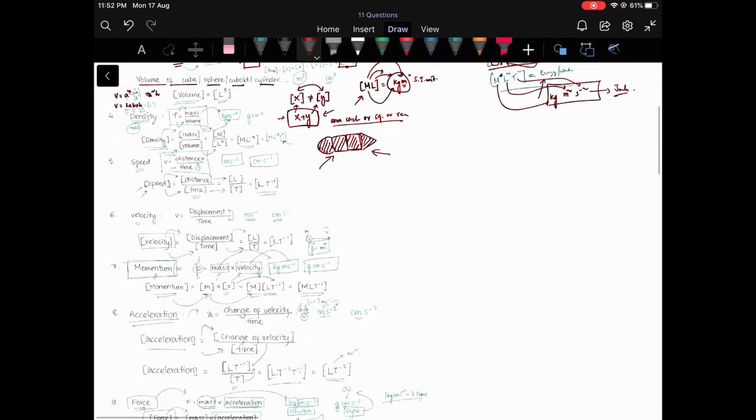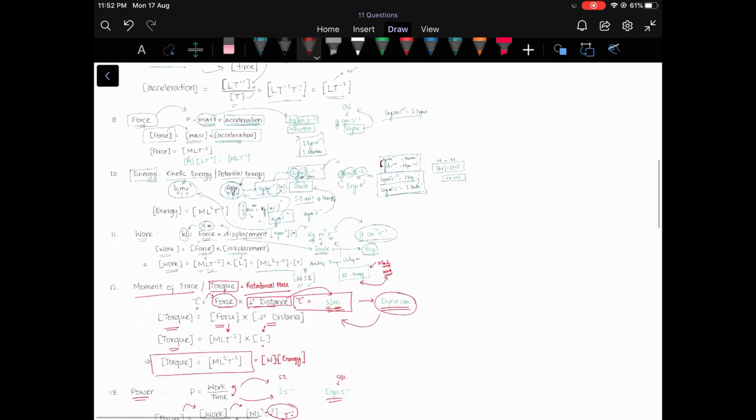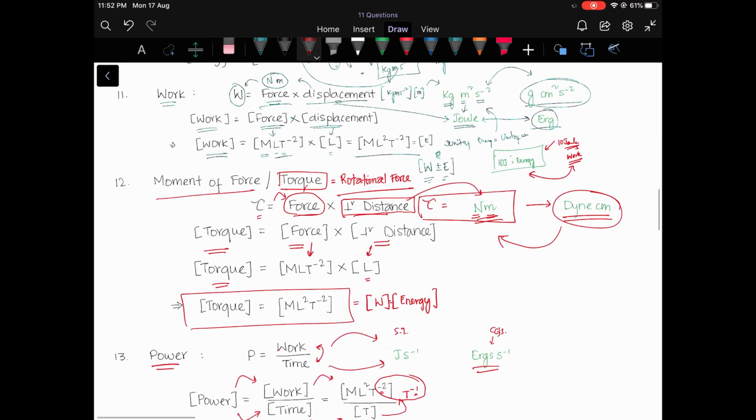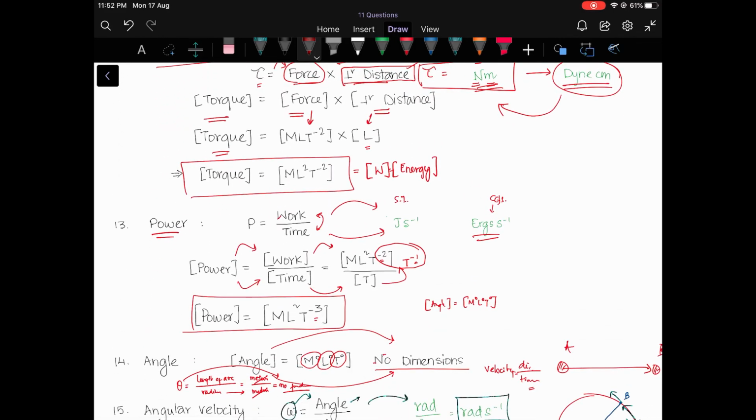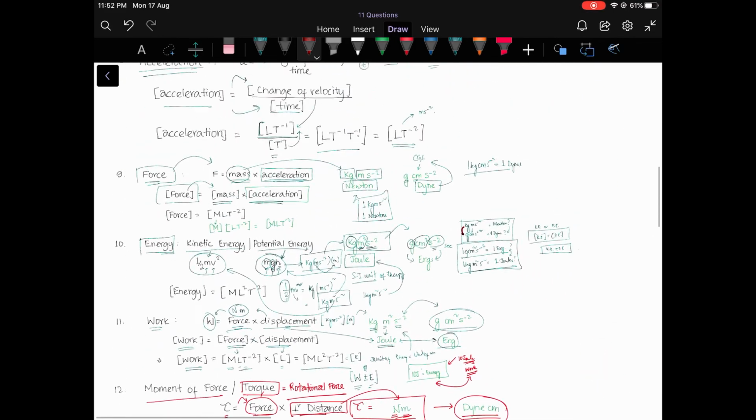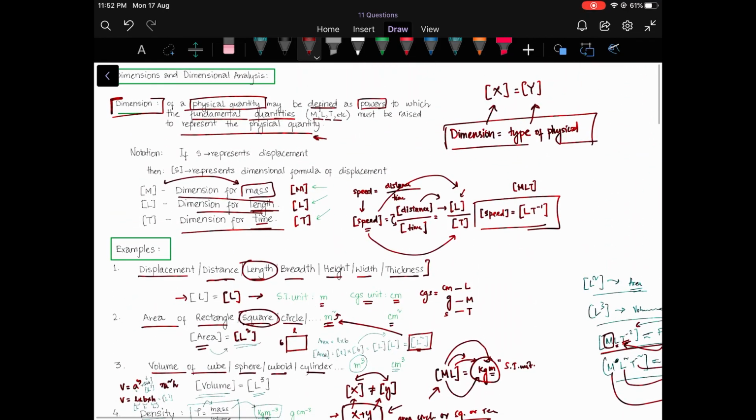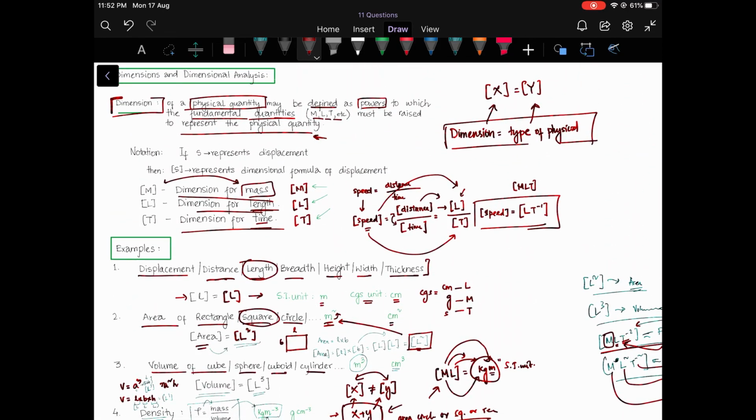So what you need to do is remember the dimensions of most of them. If you are ever confused about what will be the dimension of a given quantity, try to go back to the definition of that quantity, or at least try to remember the SI unit of that quantity, or any unit. CGS also can do. And knowing the CGS unit or SI unit or the formula can lead you back to the dimensions.